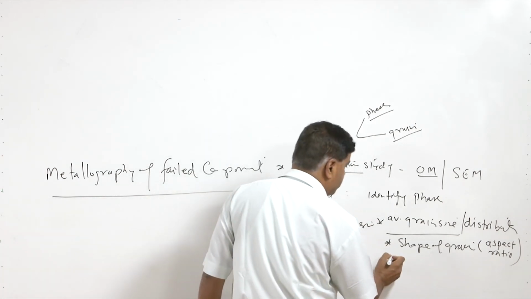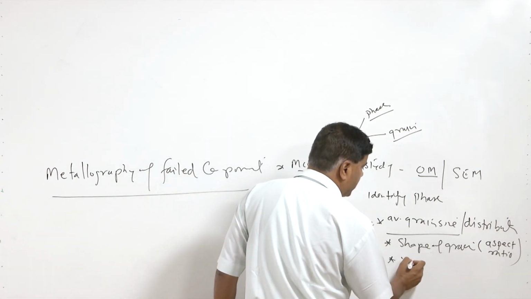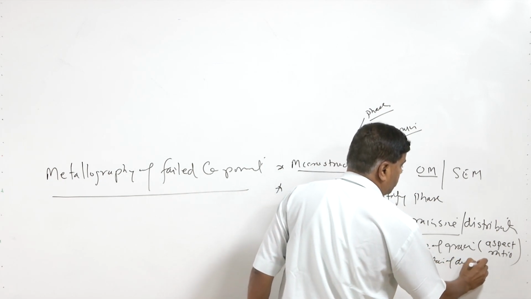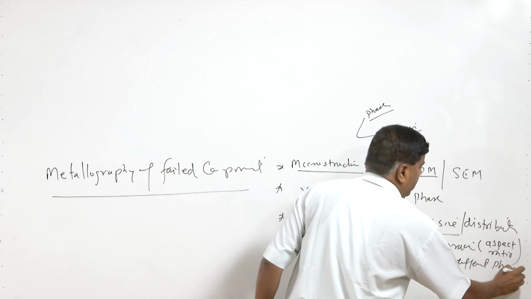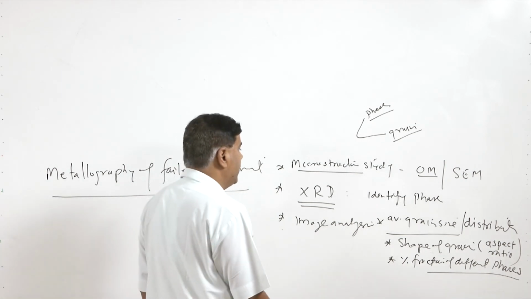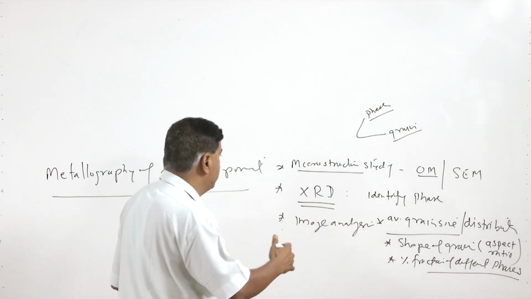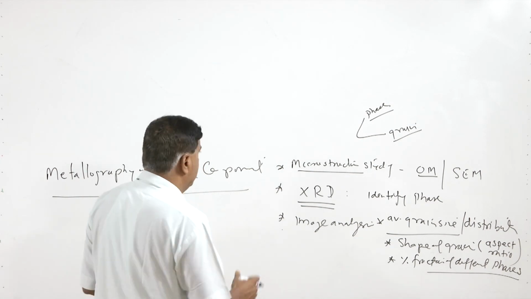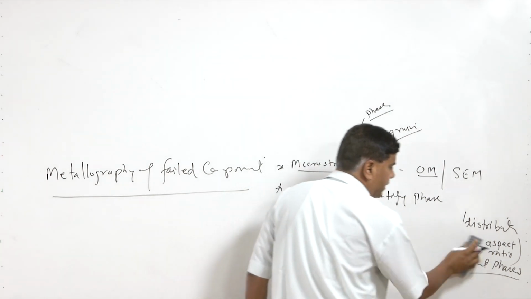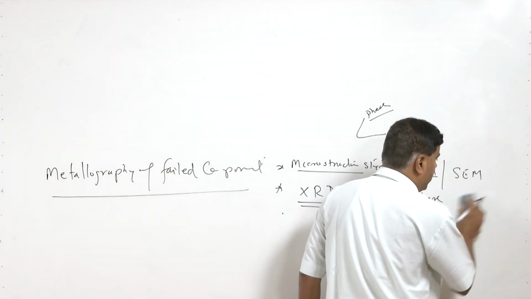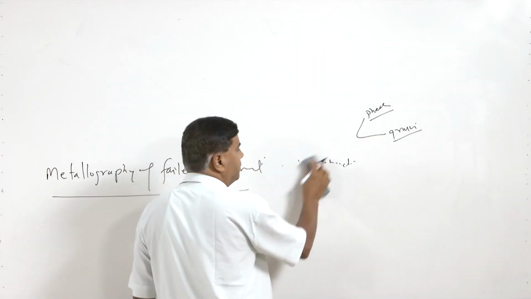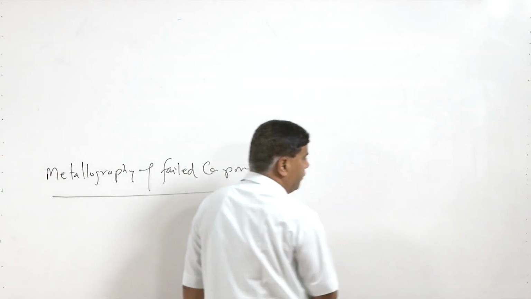Then it also helps in determining the percentage fraction of the different phases which are there, and in addition to that the distribution of the phases is also identified. So, these are the various aspects related with the metallography. When we carry it out, it helps us to determine a number of important aspects related with the material which has failed.